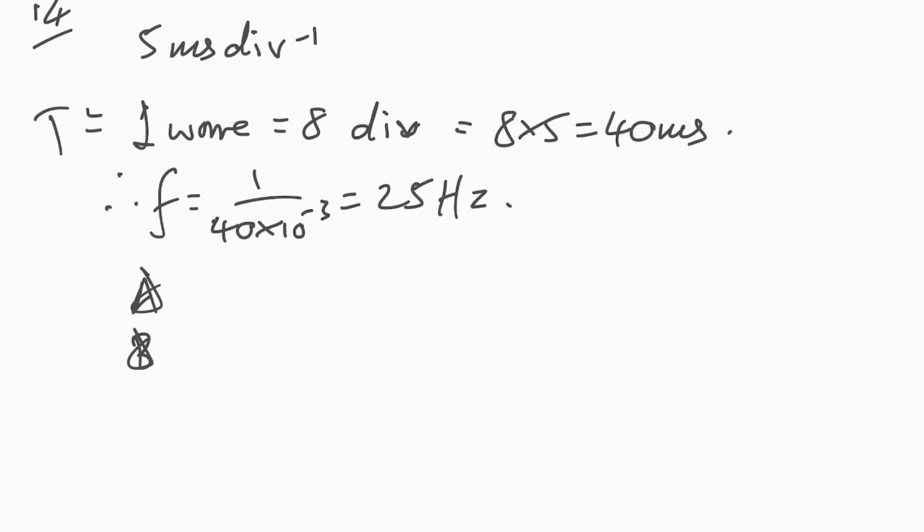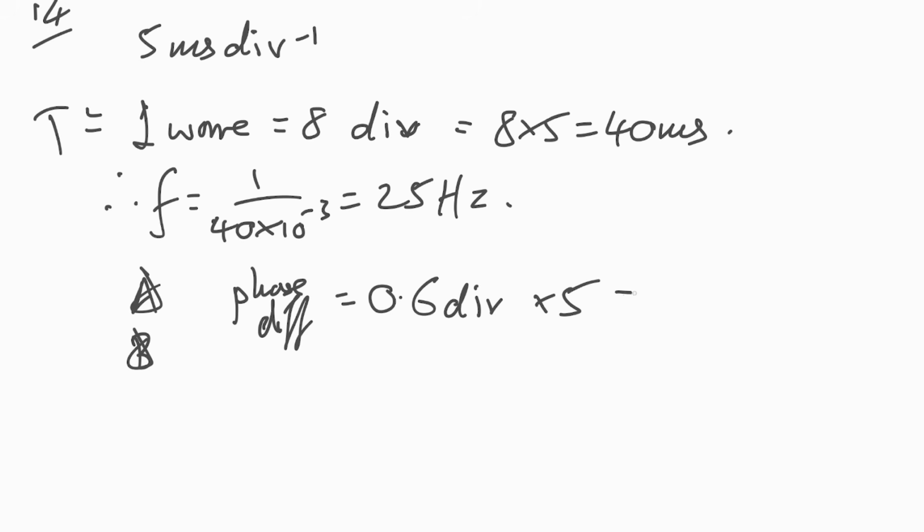And the phase difference, well, let's see where they cross equilibrium. They are 3 little divots apart, so that is 0.6 of a division. So the difference is 0.6 divisions. Again, times that by 5, and that gives us 3 milliseconds. Okay, so they are 3 milliseconds out. But that's not the phase difference, sorry, I shouldn't have said that. That's the difference in time.